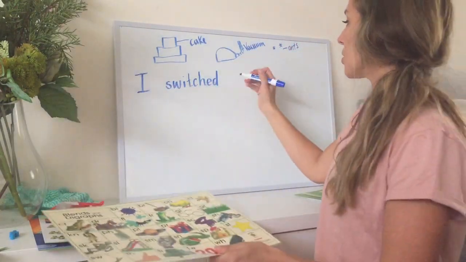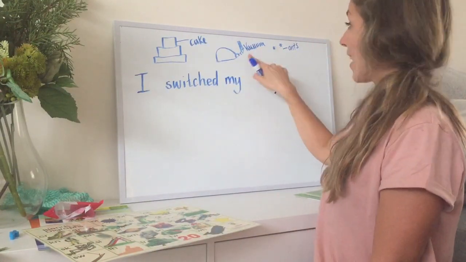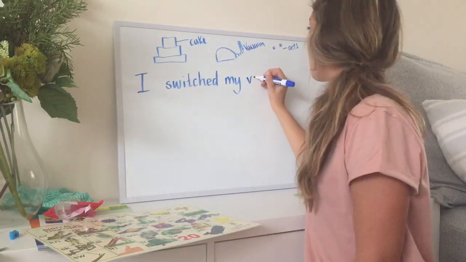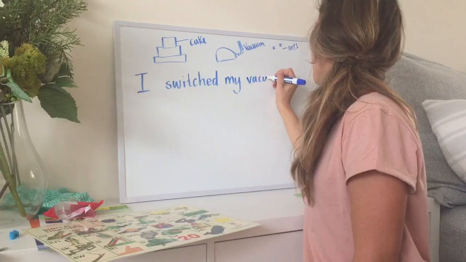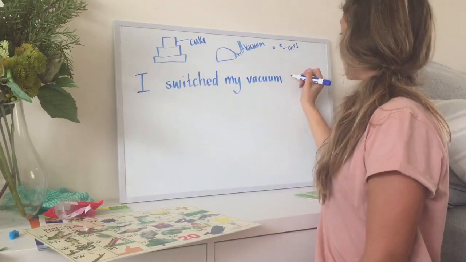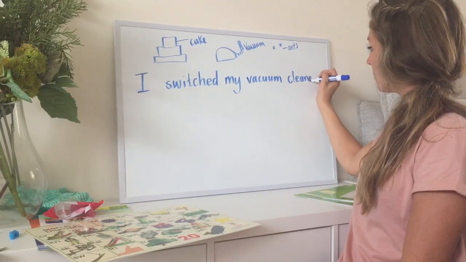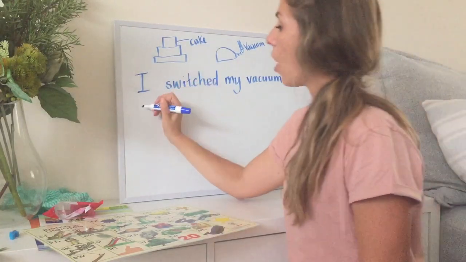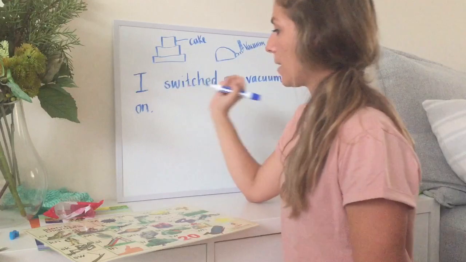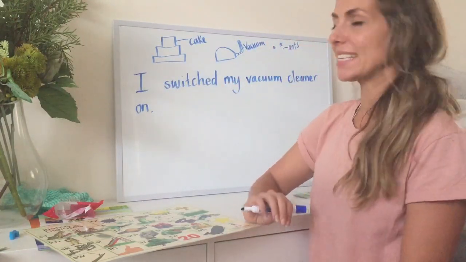I switched my vacuum cleaner, and I already have that spelling up there so I can copy from my plan. My vacuum cleaner, and now I need to go underneath on. Okay, so that's full stop. Let's just check. I switched my vacuum cleaner on. I'm just making sure it makes sense.